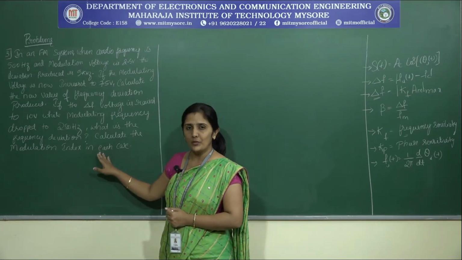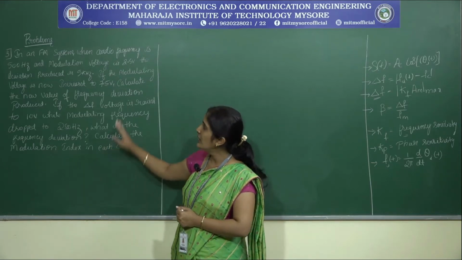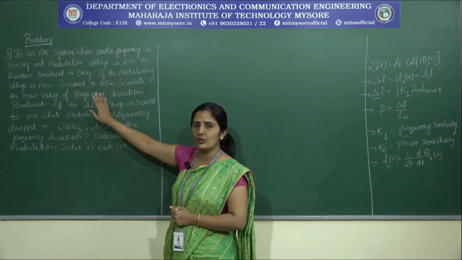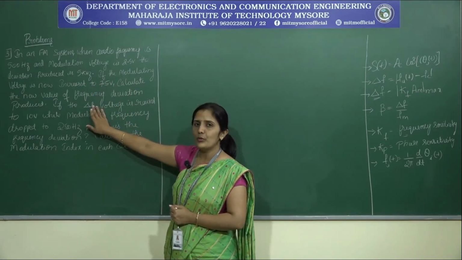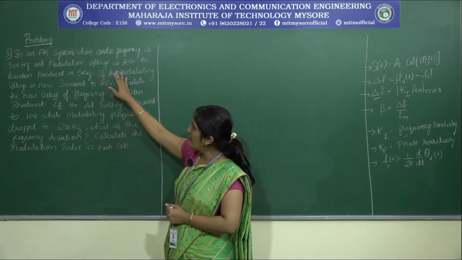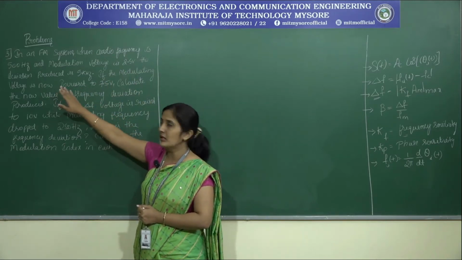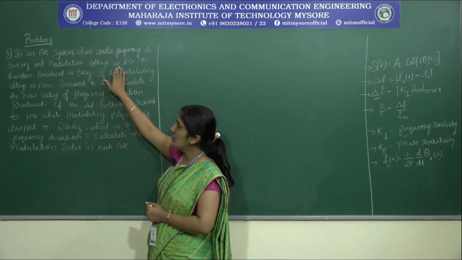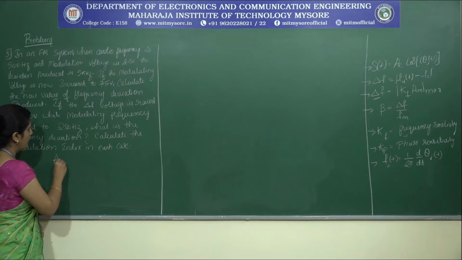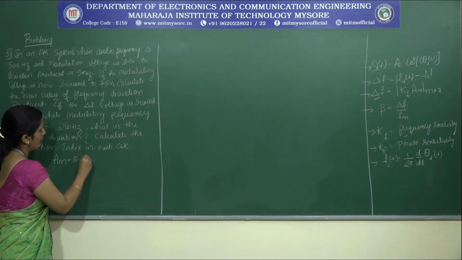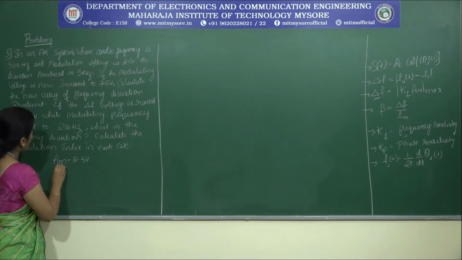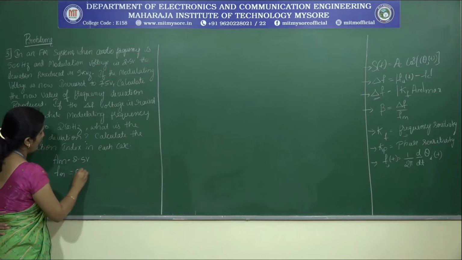Here we have got the third problem, where it is going to be a little bit bigger data, where we have to find out the different modulation index for the different cases given. Okay, so here you can see, in an FM system when audio frequency is 500 hertz. You have to listen carefully to the problem because they have given some changes with respect to delta F here. In an FM system when audio frequency is 500 hertz and modulation voltage is 2.5 volt, here the given value is AM equal to 2.5 volt and the audio frequency FM is equal to 500 hertz.